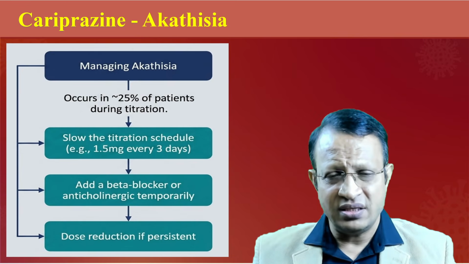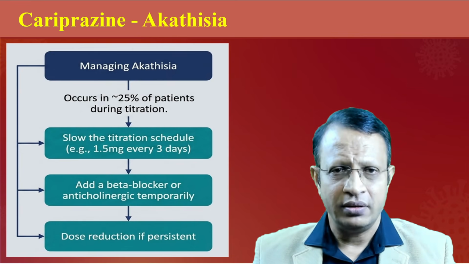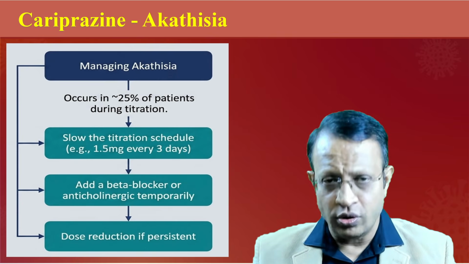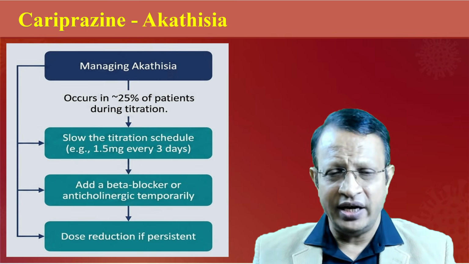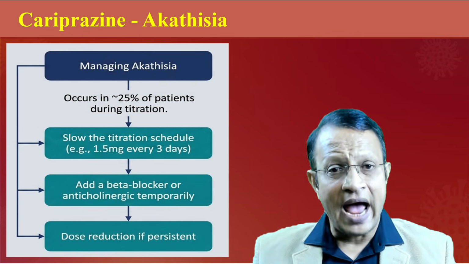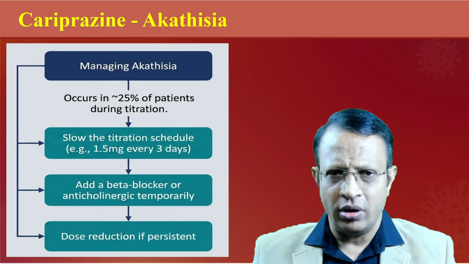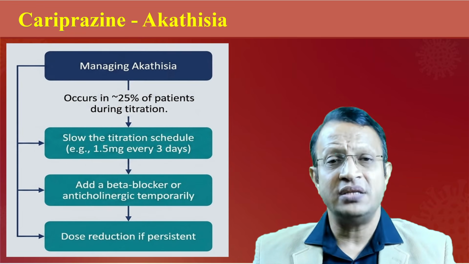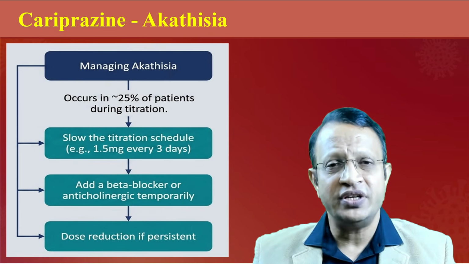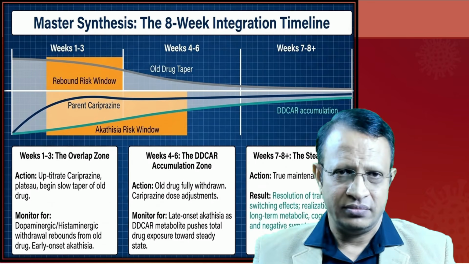For managing akathisia, which invariably occurs in 22 to 25%, be slow in titration. Give a very low dosage, 1.5 milligram. Increase every 3 days or monthly, or maybe weekly, sorry. If required, add a beta blocker or trihexyphenidyl. Best is a beta blocker. If akathisia persists, you may have to reduce the dosage or change over to another medication which has the lowest akathisia, like brexpiprazole, my dear friends.